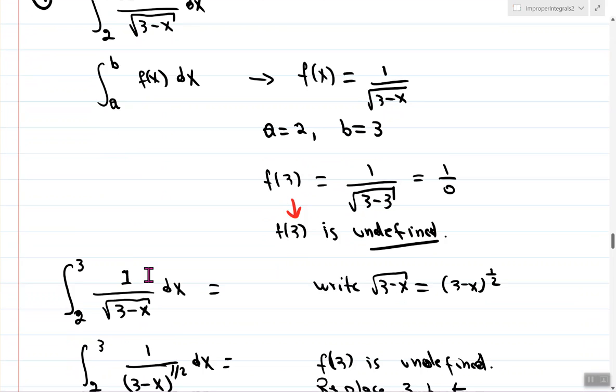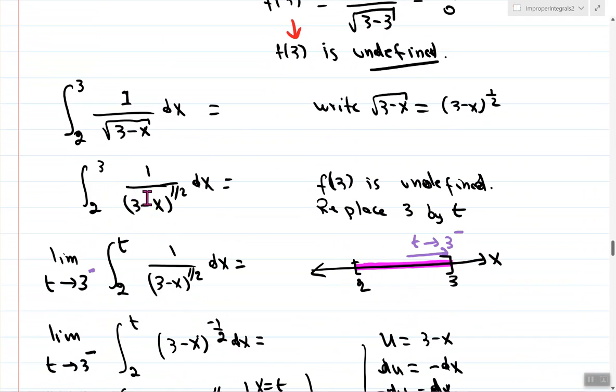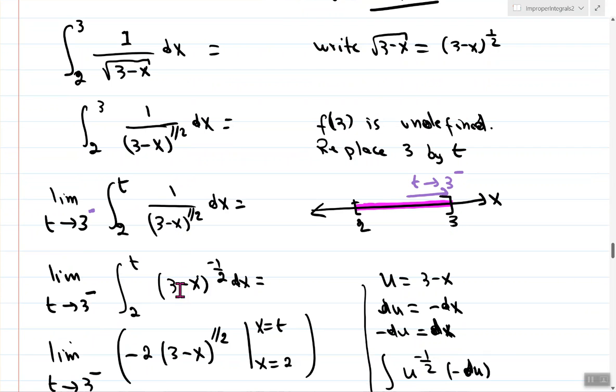So how do we deal with this? What we're going to do is change this. Because I'm going to integrate, to get rid of the square root, we change it to a fractional exponent of 1 over 2. Then we bring it to the numerator, which is the quantity 3 minus x raised to negative 1 over 2. And the limit is going to be the limit as t approaches 3 minus. t is going to approach 3 from the left.